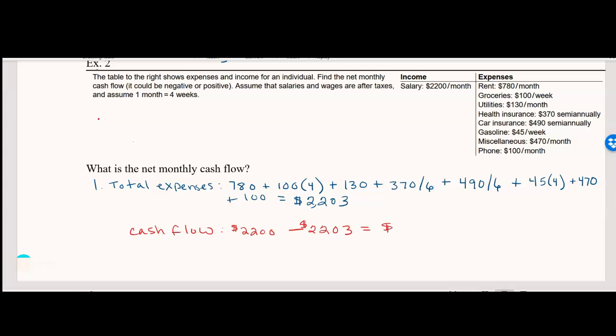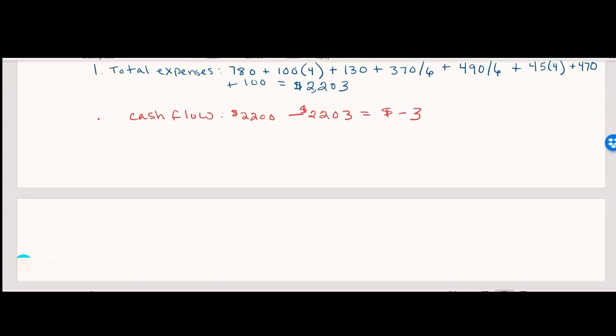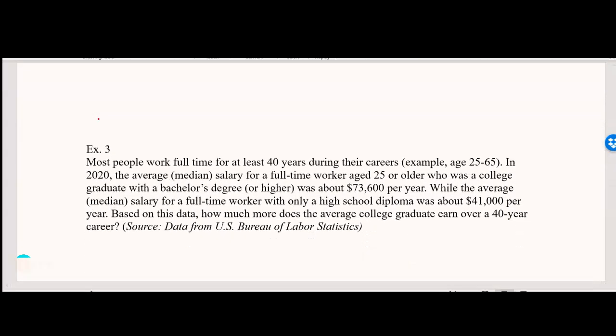And when we subtract these, we get -$3. In other words, what this is telling us is that we actually have a negative cash flow. Our expenses are more than our income. This is where you would pause, make adjustments to your expenses. Either increase the income. If you can't do that, then maybe try cutting down on some of the expenses. But this is showing a negative cash flow. Ultimately, you want a positive cash flow. Let's try another example.